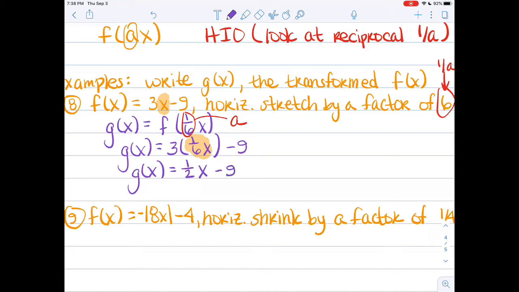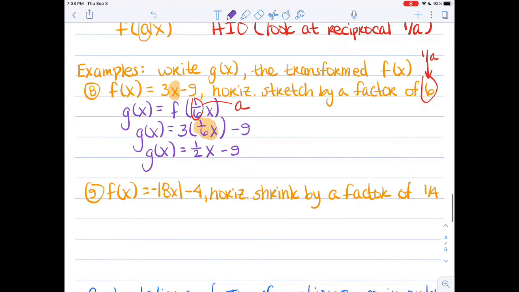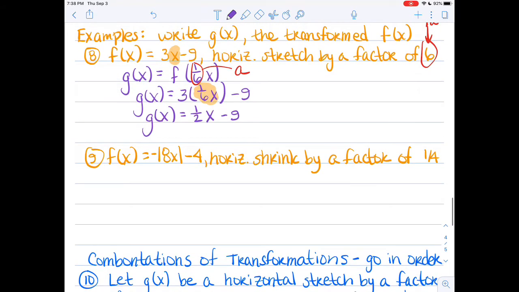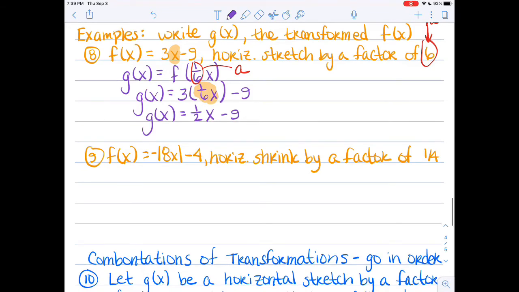So notice that the only thing that was affected here was the number in front of x, because this was a horizontal transformation. All right, let's look at another one.